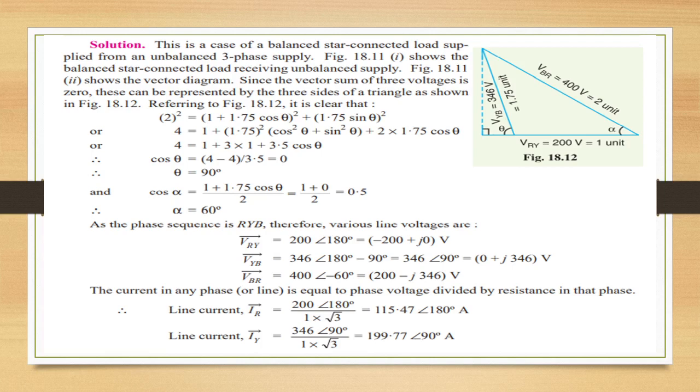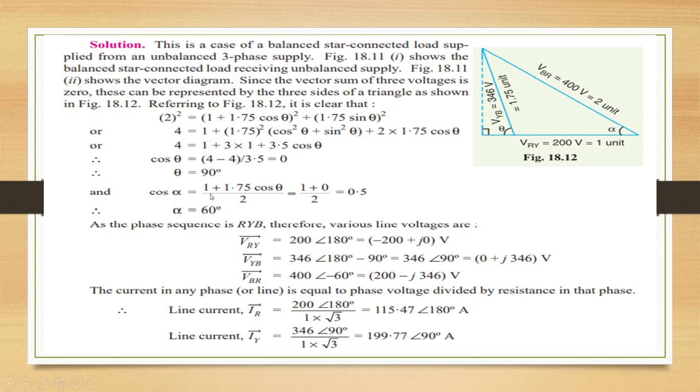Since the vector sum of three voltages is 0, this can be represented by three sides of a triangle as shown in the figure. So this is the diagram in which we can represent the voltages. When we refer to this figure, we can write that 2 square is 1 plus 1.75 cos theta square plus 1.75 sin theta square, according to Pythagoras theorem, that is hypotenuse square is equal to adjacent square plus opposite square. That is 4 equal to 1 plus 1.75 square into cos square theta plus sin square theta plus 2 into 1.75 cos theta. So after solving, we are going to get the value of theta as 90 degrees.